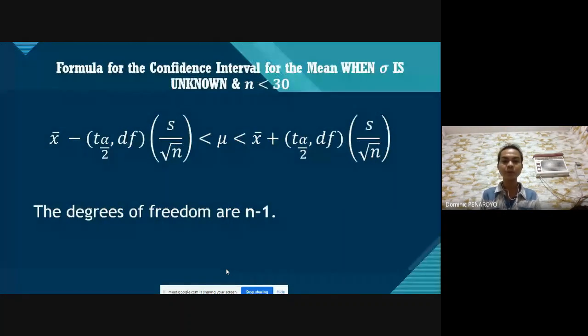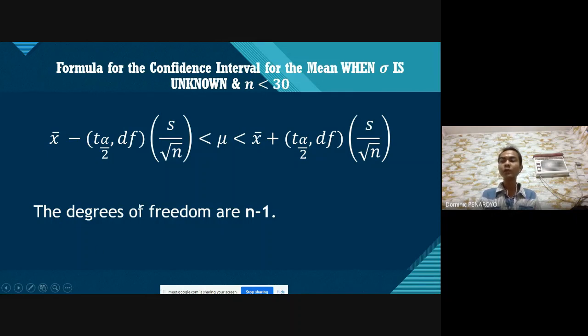Let me present to you the formula for the confidence interval for the mean, again, when the population standard deviation is unknown and our sample size is less than 30. This is the formula. We have x-bar, which stands for the sample mean, minus t alpha over 2, df, which is what we call the t value, times s, which stands for the sample standard deviation since our population standard deviation is unknown, over square root of n. n is the sample size. That is our lower limit. And for the upper limit, we have x-bar plus t alpha over 2, df times s over square root of n.